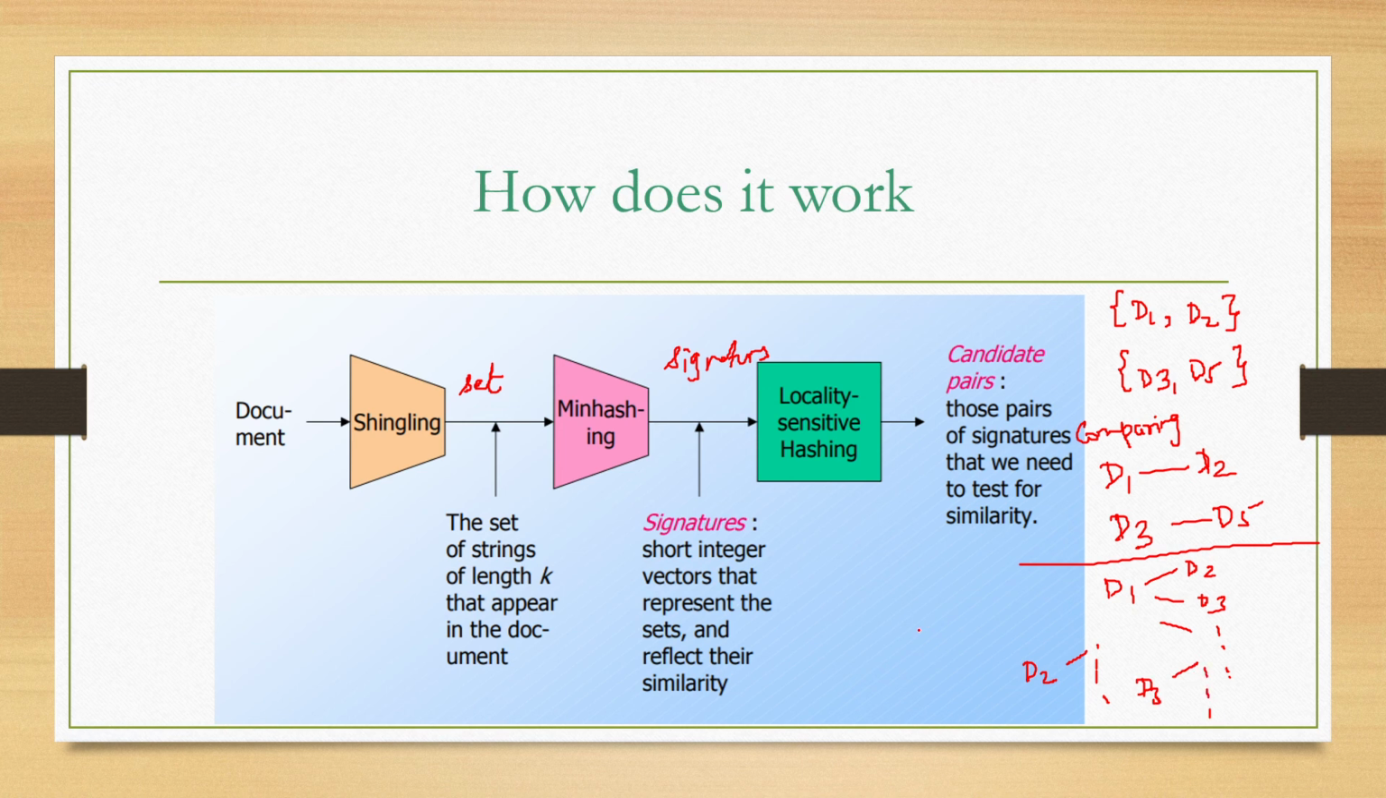So we would be finding an n by n matrix if there are n documents, right? So this is now reduced if we have candidate pairs. We will only do these two comparisons, avoiding the huge number of comparisons which were originally required.